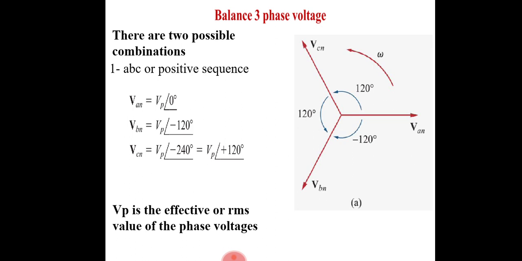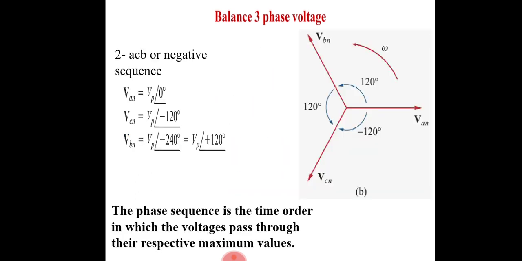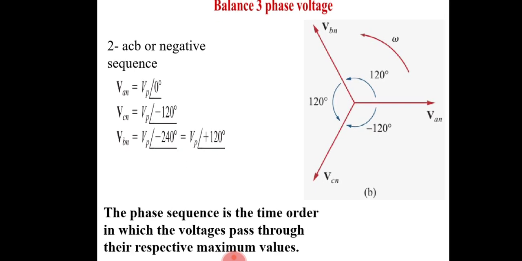So here take the second case, ACB or negative sequence, instead of phase sequence ABC or positive. So here VAN is equal to VP with angle 0, VCN is equal to VP with angle minus 120, VBN is equal to VP with angle minus 240, or VP with angle plus 120 degrees. Its vector diagram is shown in figure B.